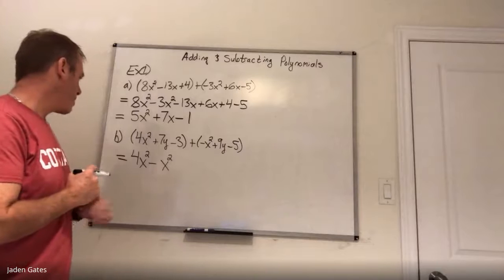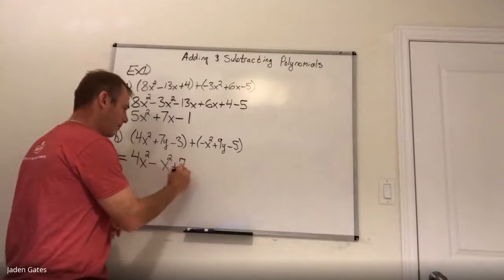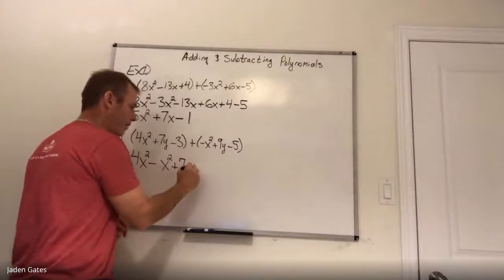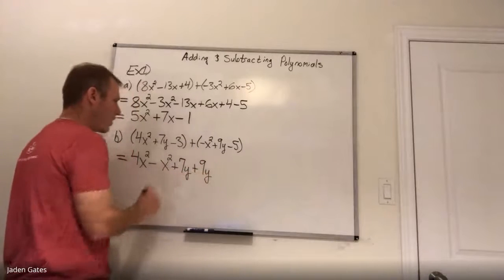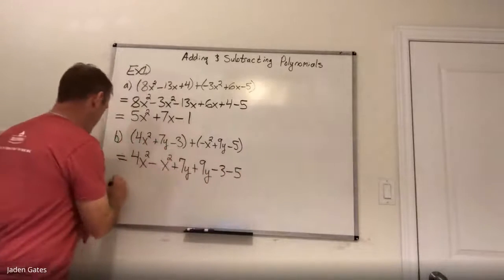All right, so I wrote my x squareds down. Now I'm going to write my y's down, plus 7y, plus 9y. All right, then my numbers. So I've got a minus 3, and I have a minus 5.